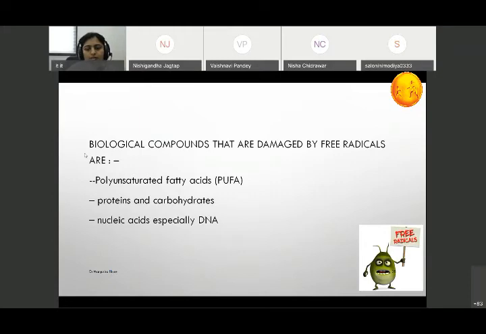Now, because of this generation of ROS and free radicals, certain biomolecules in our body will be damaged. Mainly they damage lipids, proteins, and carbohydrates. Lipids in the form of PUFA are mainly damaged. That we have already learned, that is lipid peroxidation. Proteins and carbohydrates are damaged, and if nucleic acids are damaged, it will lead to direct damage of the DNA. How this damage occurs and what will happen if the damage is there.